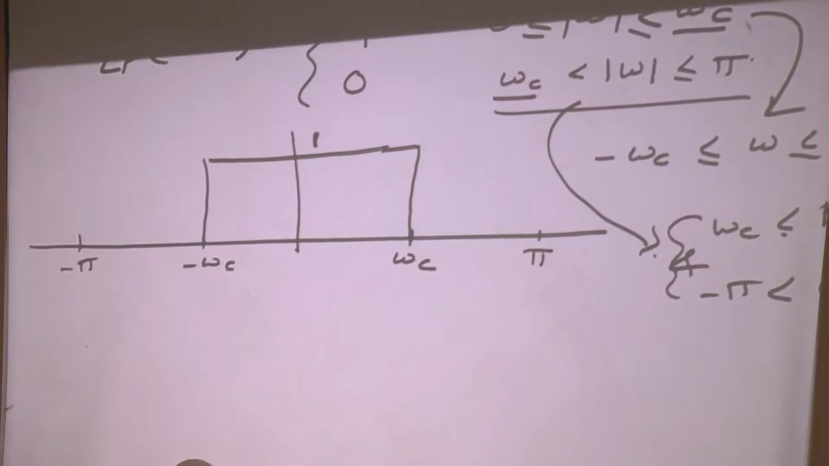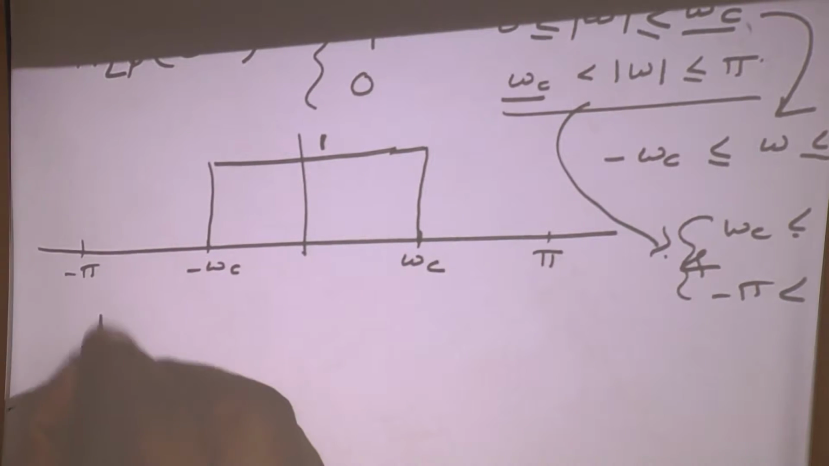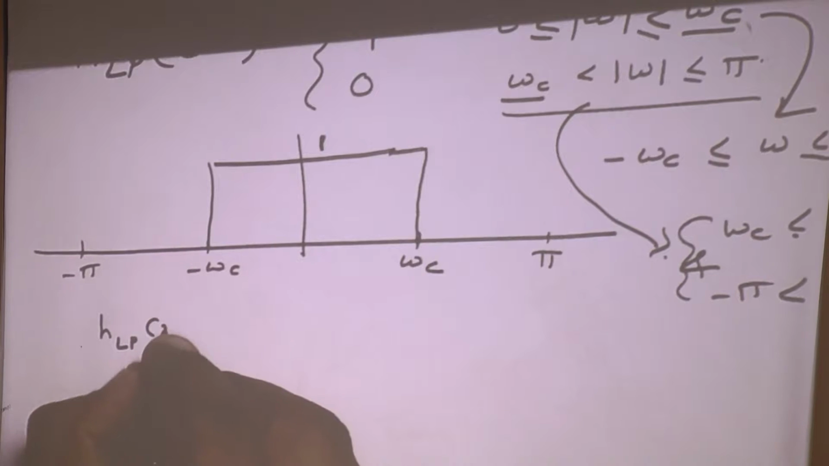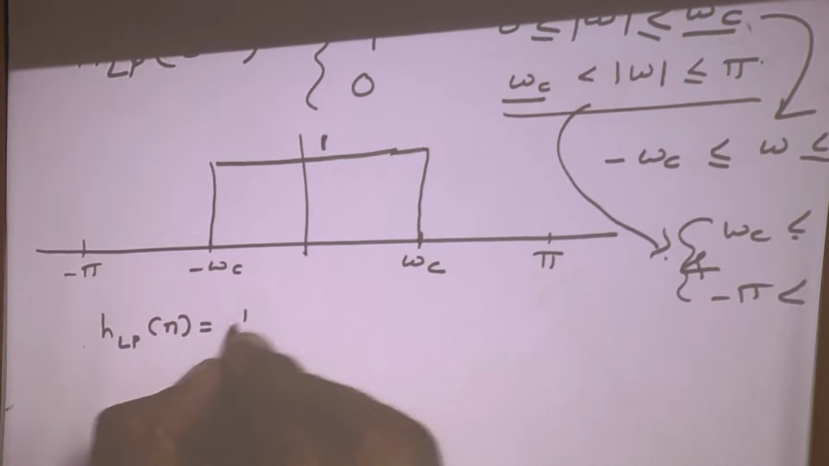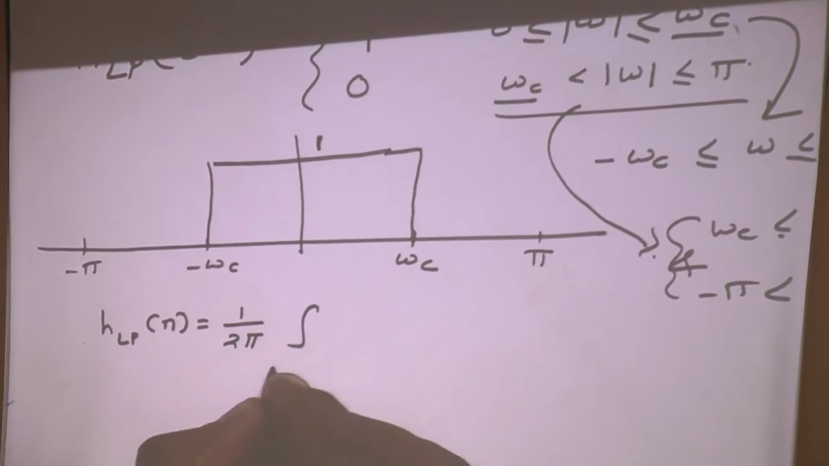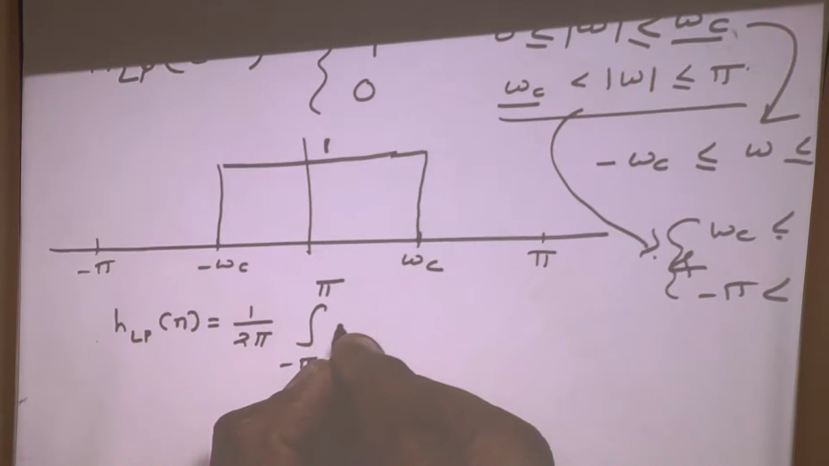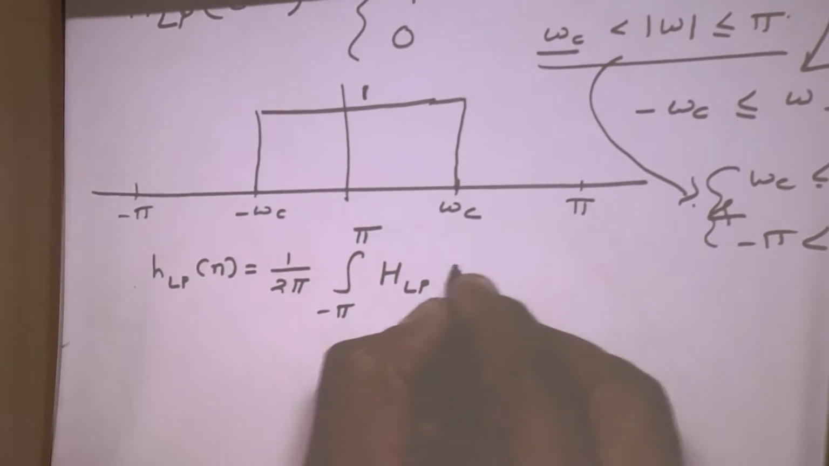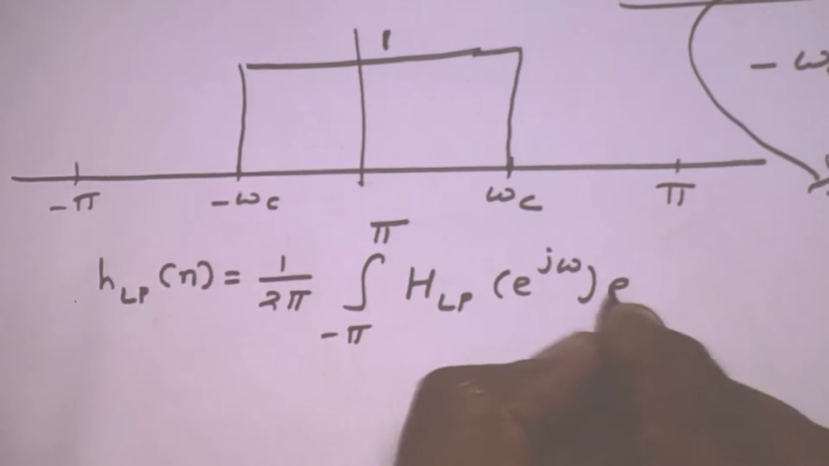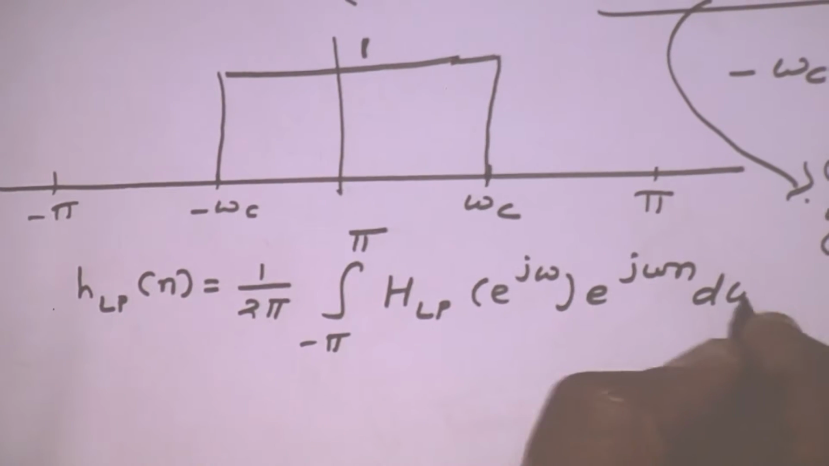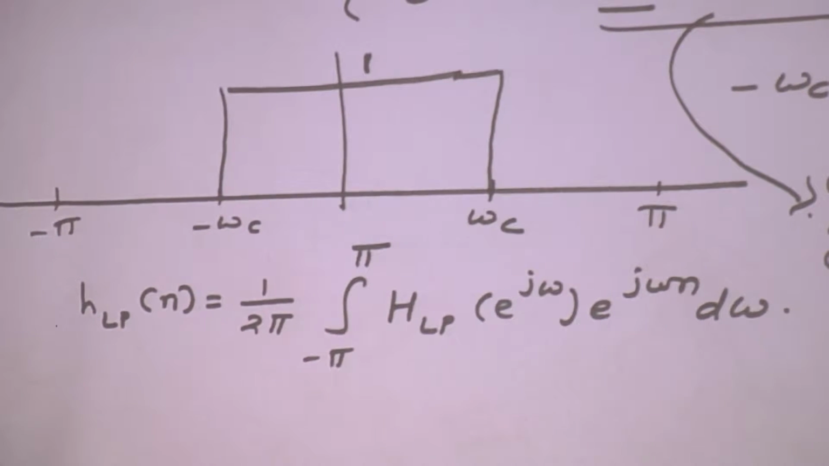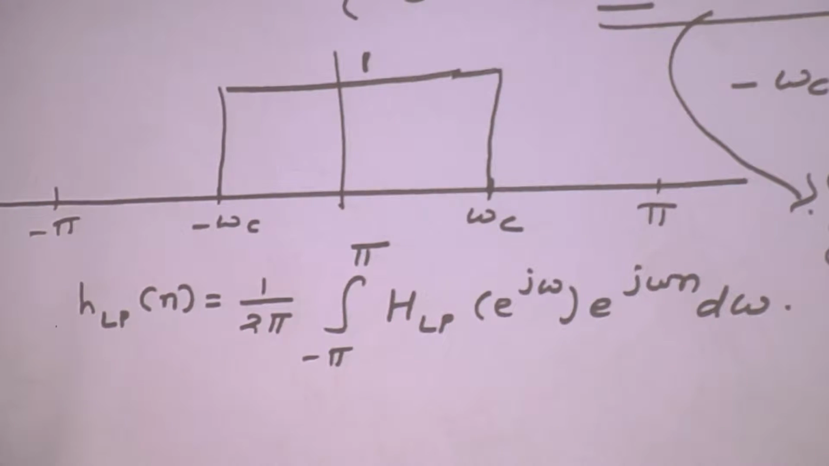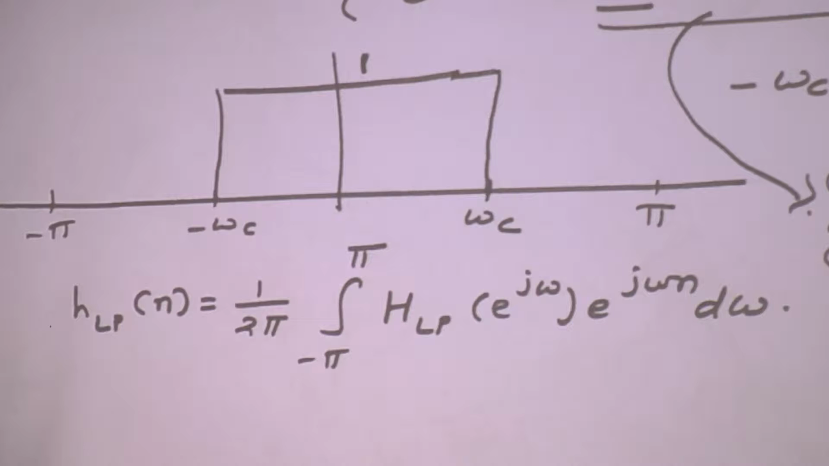So now we can find out. So h of LP n will be equal to 1 upon 2 pi, integration over a period, minus pi to plus pi, h LP e to the power j omega, e to the power j omega n d omega. We will prove this also in a moment. The algebraic proof of it also can be given.